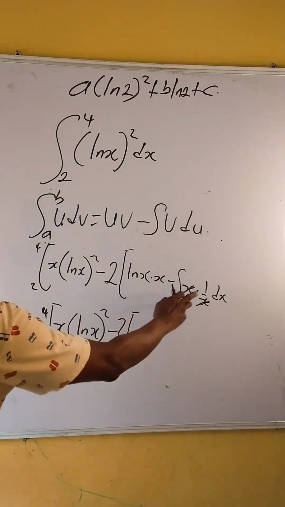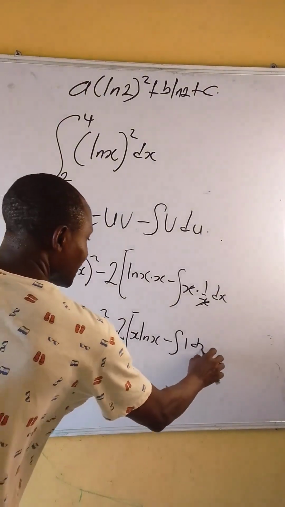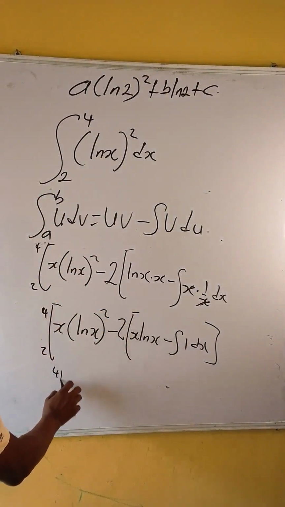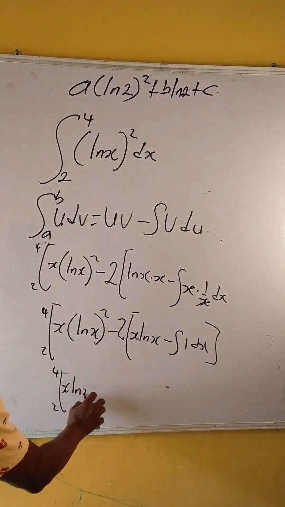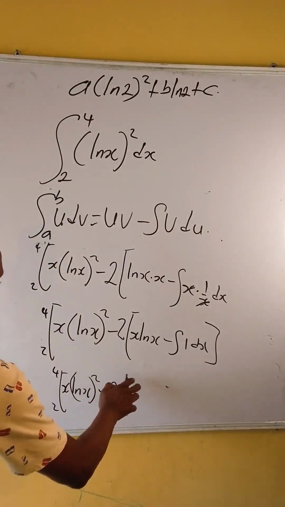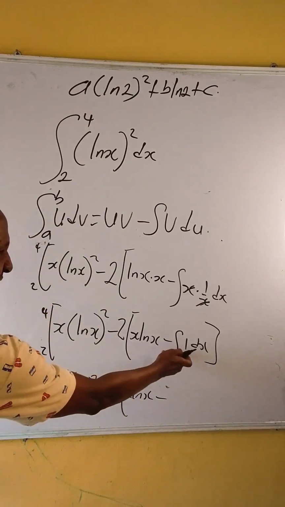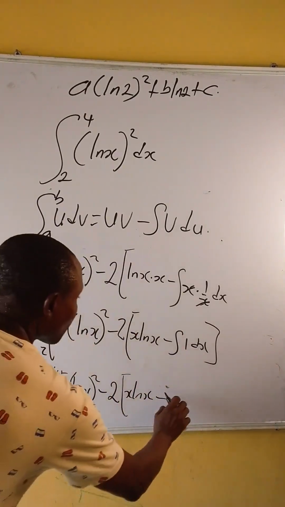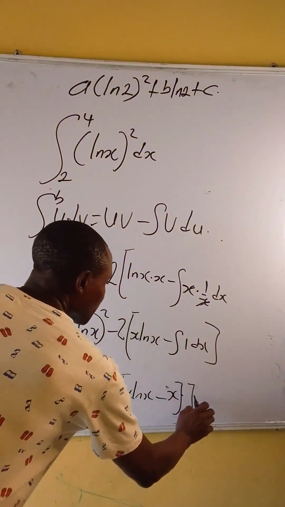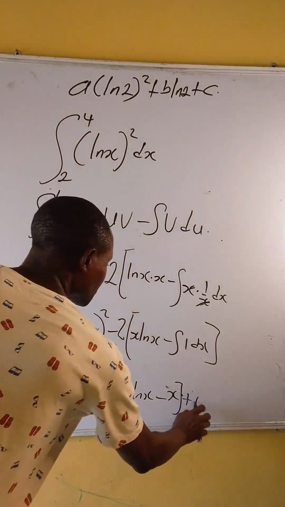So let us sort this out now. We have x ln x minus, you now have integral 1 dx. Don't forget the 2 is multiplying everything. So from here, our 4 and 2, x ln x, everything squared, minus 2, x ln x minus, if you integrate 1, you have x. Then you can put your plus c. But the c will cancel out when you put your limit, when you put your value.